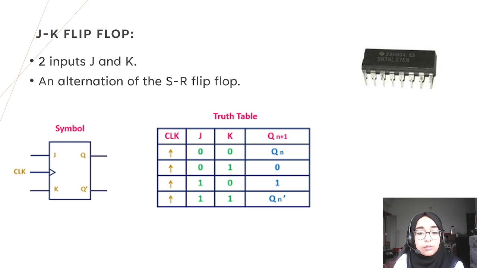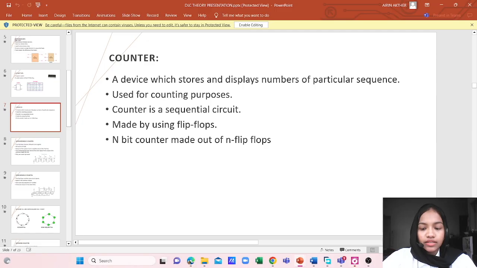With the clock, when J equals 0 and K equals 0, the state remains the same. When J equals 0 and K equals 1, the state becomes reset. When J equals 1 and K equals 0, the state becomes 1, or set. When J and K are both 1, the state toggles. So that's all from my side. Our next presenter will continue the next part.